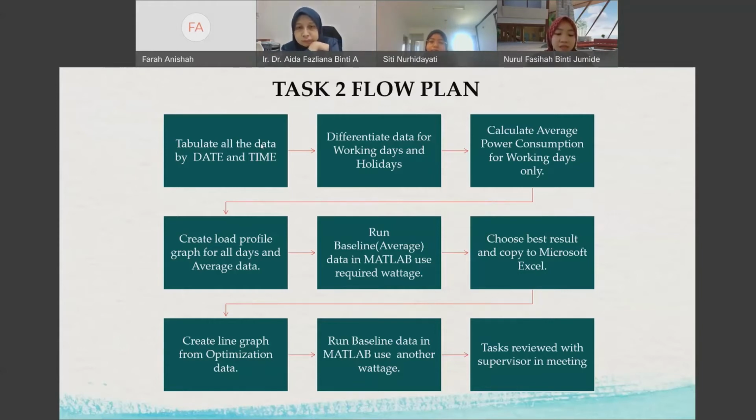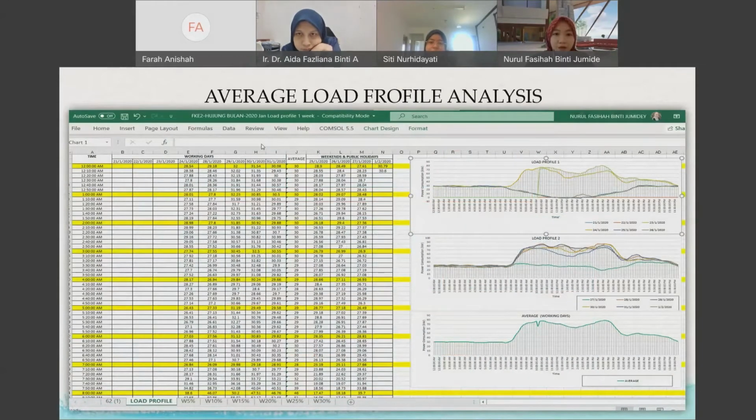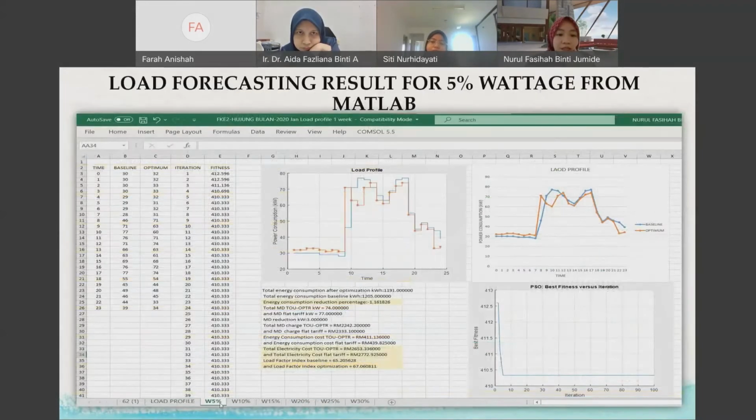So in this task, after we get the best result from all the weightages, we have to review the task with the supervisor in the next meeting. This is an example of the tabulated days, working days, and the weekend and public holidays that we did first. And then we can see here that we have data for weightage 5% until 30%. So this is how I presented my work in this task.